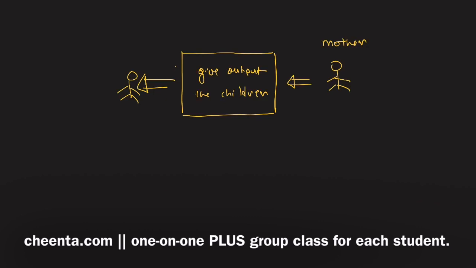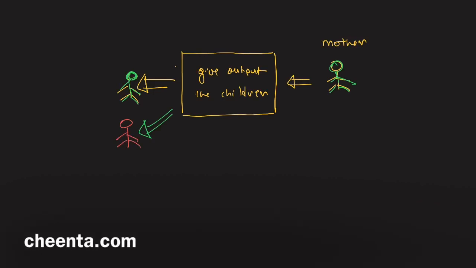Now if there is only one child, then we have no problem. Then we have one input and one output. However, if the mother has more than one child, then we will have multiple outputs coming from the same input. We do not consider this case. This is not a function. By definition, we have a separate name for this kind of situation.